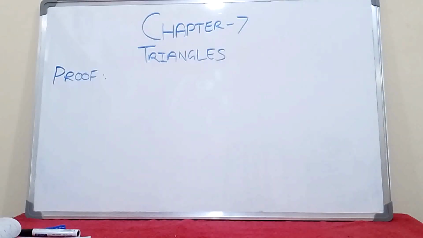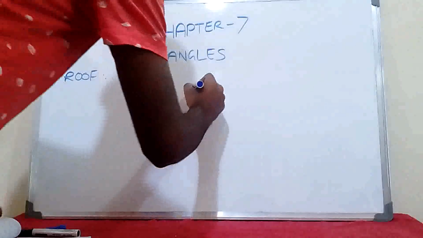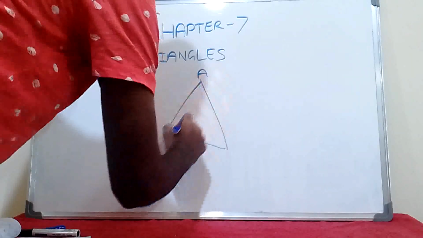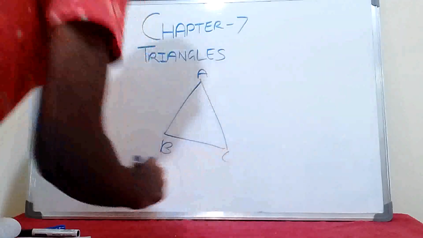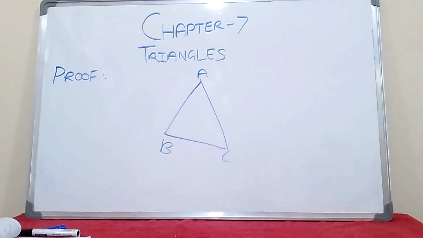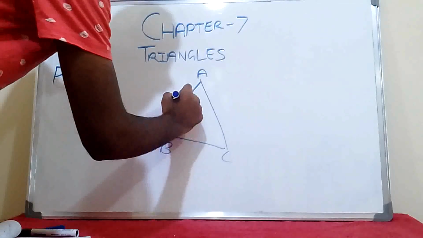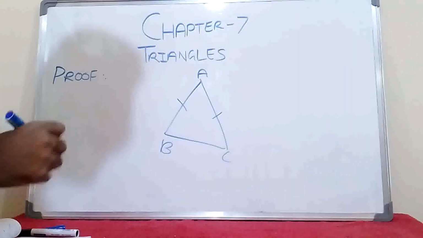First we will be proving that the angles opposite to two equal sides are equal. For example, we have here triangle ABC. There are many ways to prove this. One way is using an angle bisector. Another way is by using a median or an altitude. Here I will be using the simplest one, the angle bisector.